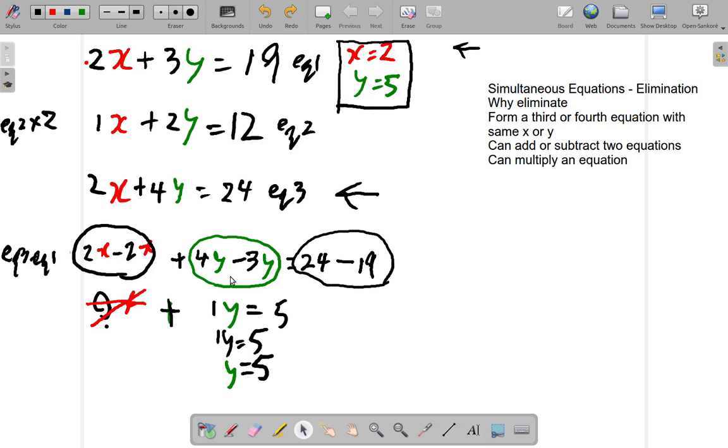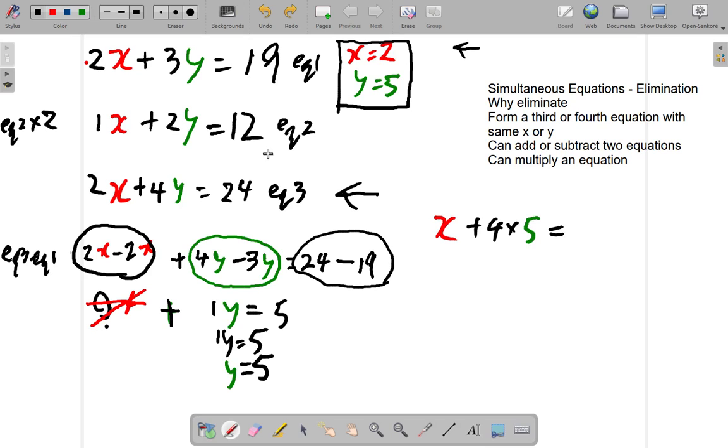X was eliminated. So now we have 4y minus 3y gives us 1y. 24 minus 19 gives us 5. Alright, good. Let's do one more thing before we finish off this equation. First of all, let's find x. We know that y is 5. So what we have, substitute it in equation 2. We have x plus 4 times, we know that y is 5. 4 by 5. Let's put that there.